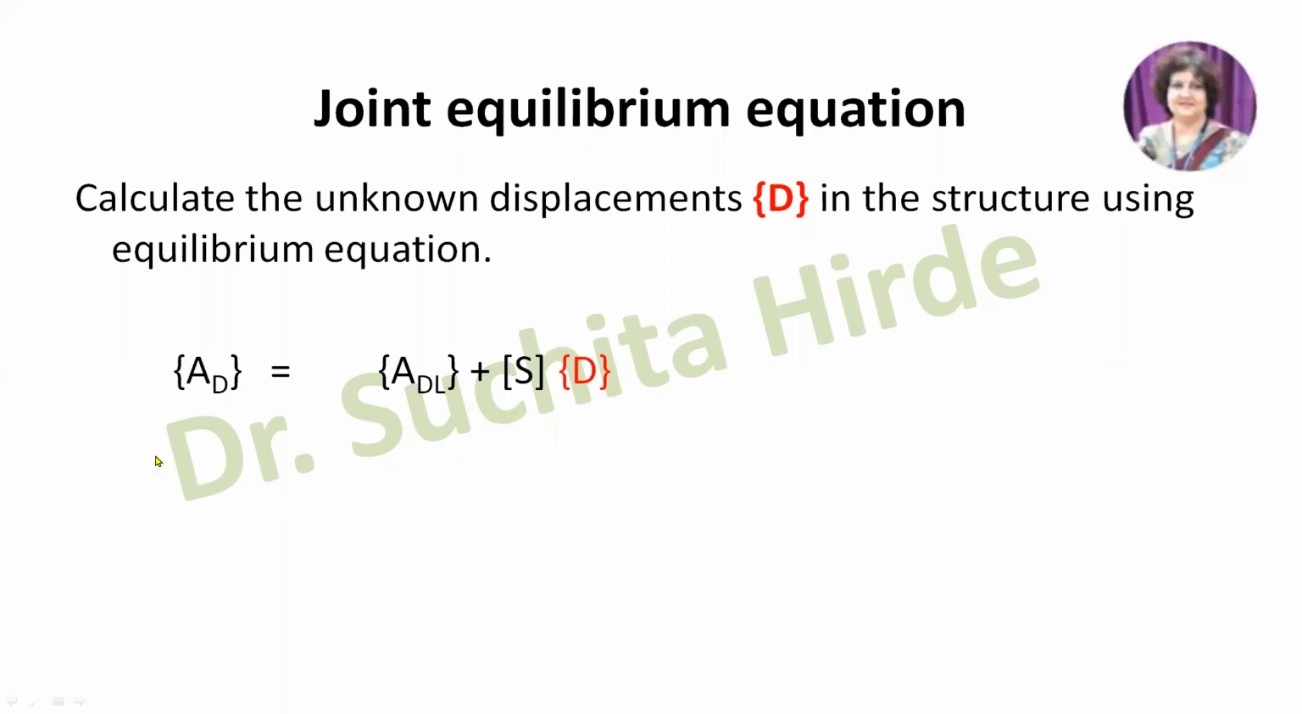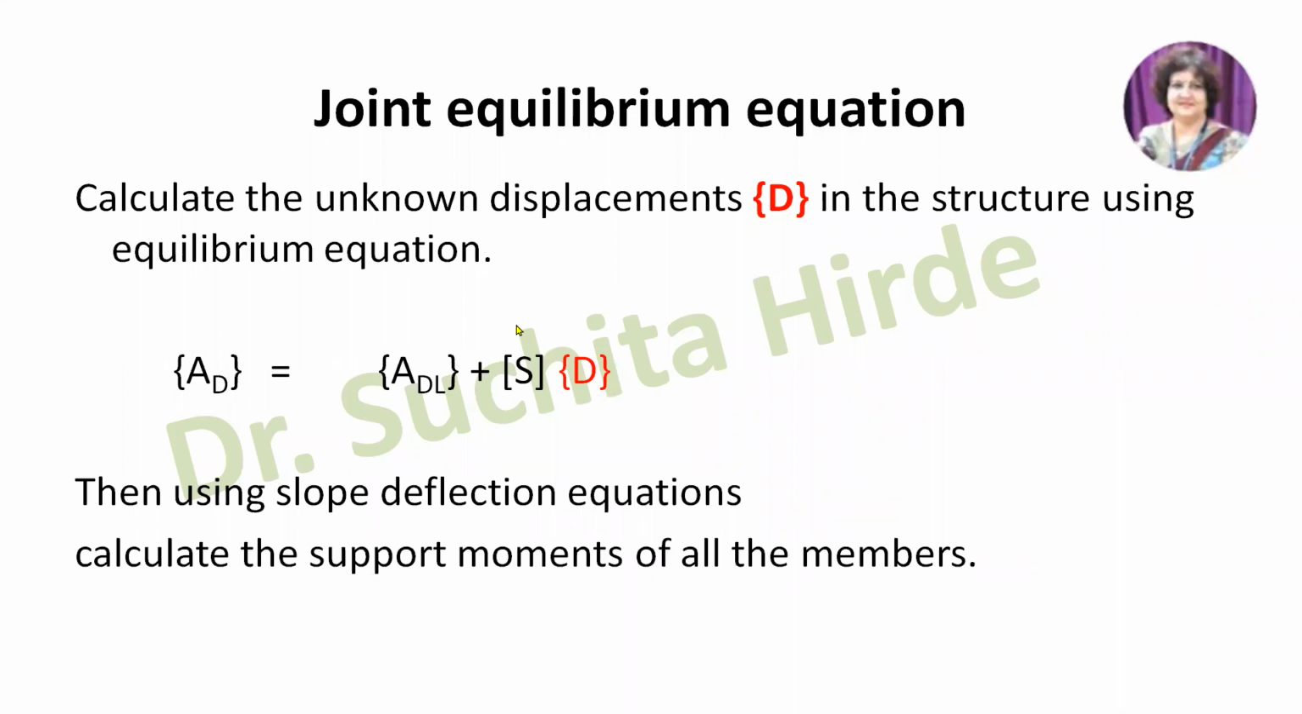So in the stiffness matrix method, we generate all these matrices one by one and write the equation like this. After this, we calculate D using the Gauss elimination method, or by solving the simultaneous equations. After calculating the unknown displacements, we can use the slope deflection equations to calculate the support moments of all the members. So let us see how to apply these steps for the continuous beam with sinking of support.